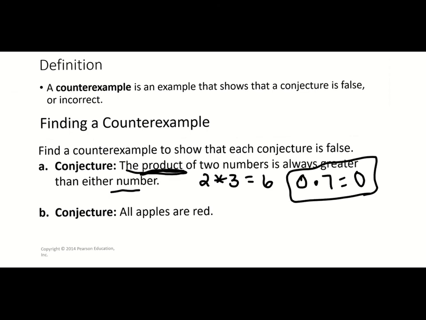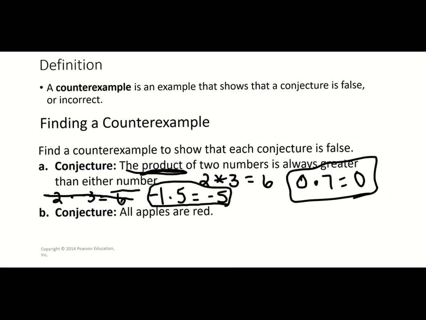We could do something with negatives, like I could do -2 times -3. Remember, 2 negatives make a positive number. So that answer is greater than either number, so that's not a good counterexample. But let's try like -1 times 5. That would give me a -5. -5 is actually less than 5 and -1, so that would be a good counterexample here.